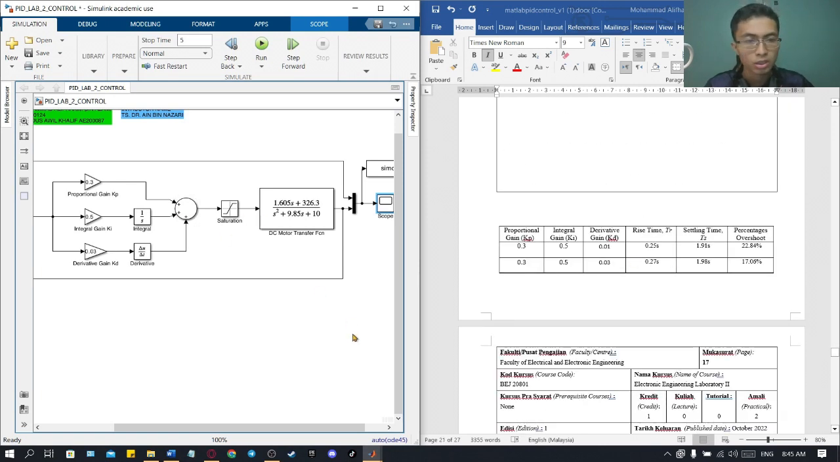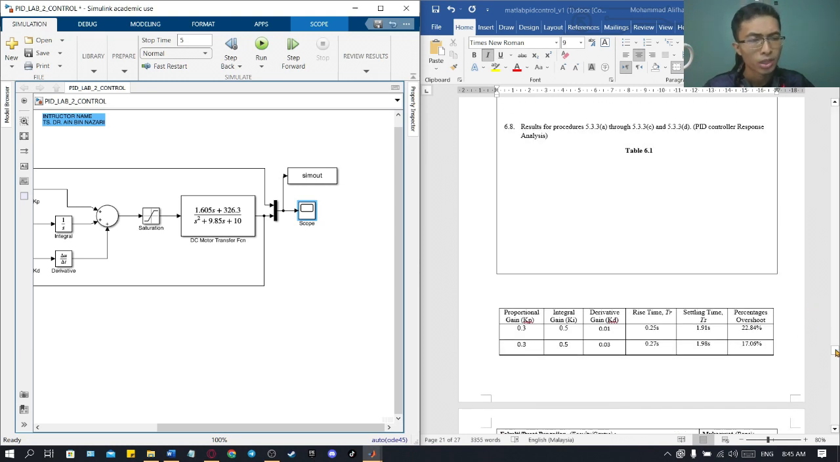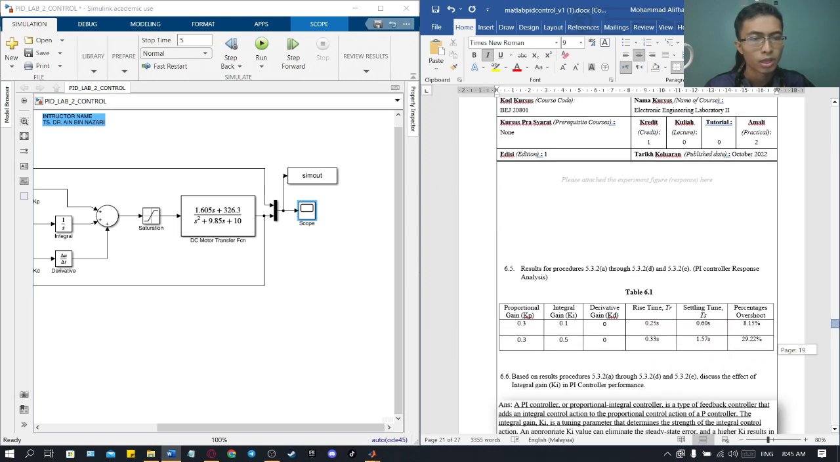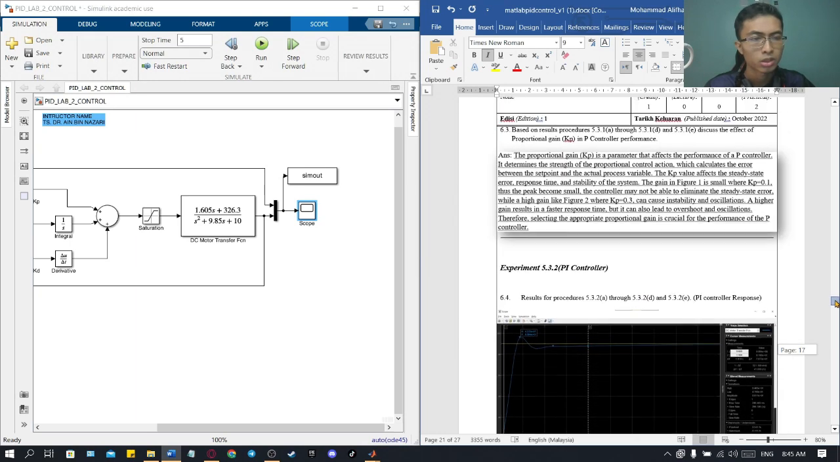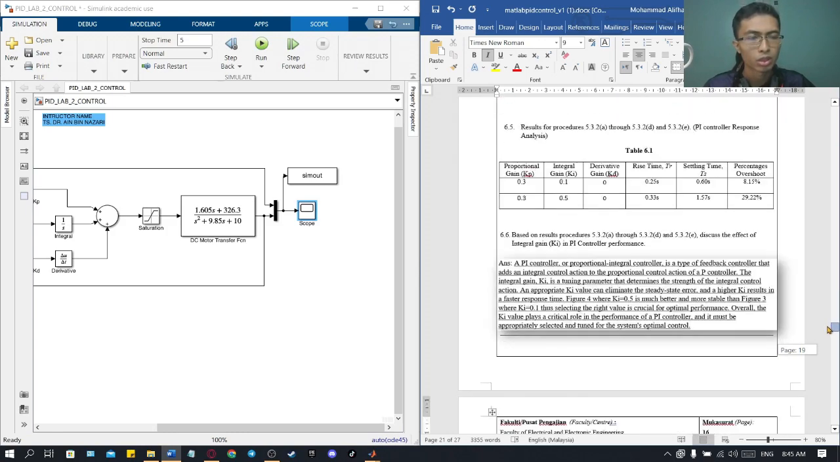As you can see, the rise time is a bit higher, just a little bit. Settling time is also a bit higher, but the overshoot becomes much smaller, around 4 to 5% now. We don't want higher overshoot because it can make our calculation much more unstable.